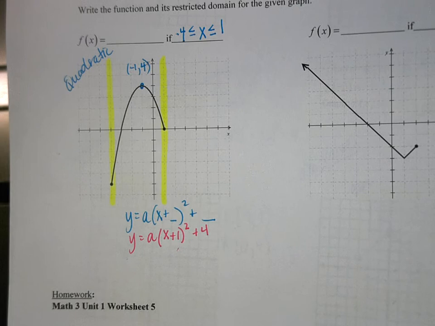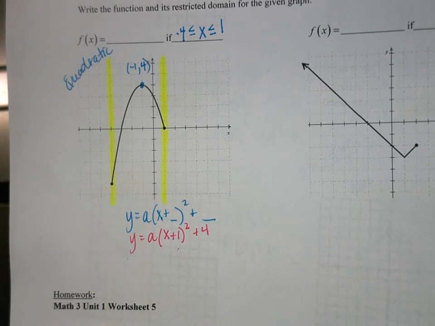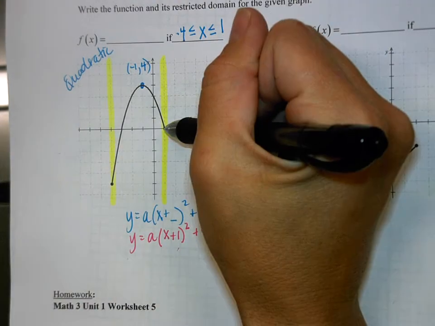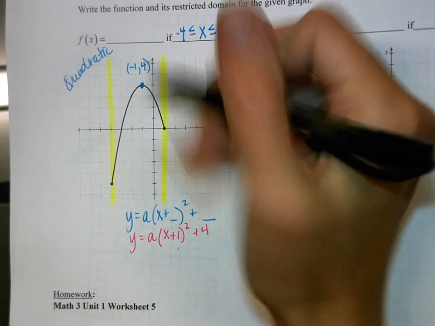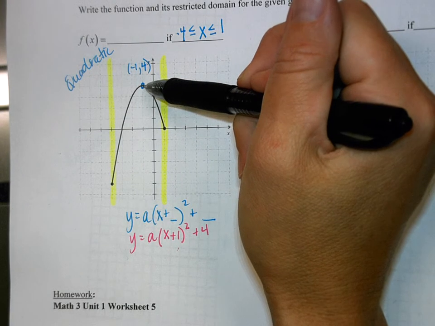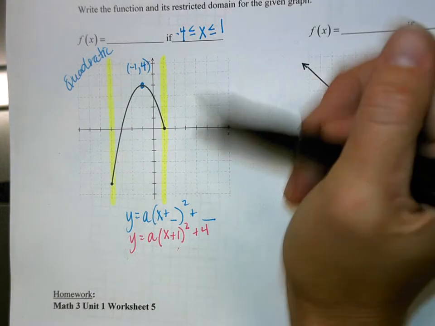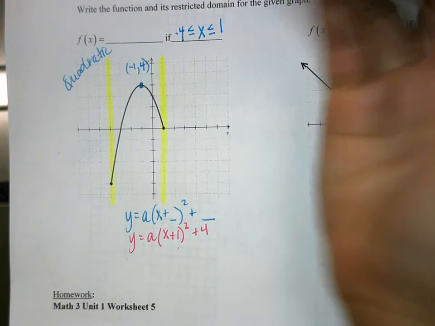Plug in a point. Does it matter what point I plug in? No, I would just want to make sure that I pick a point that is an actual point on a graph. So, what about this point? Can I plug in this point? Yeah. Can I plug in the vertex? No, you cannot plug in the vertex. So anything except for that vertex, anything except for your starting point. So what is that point right there?